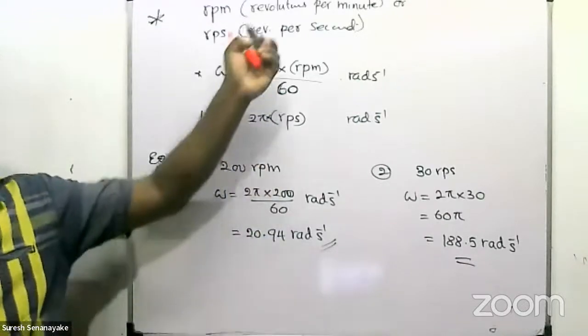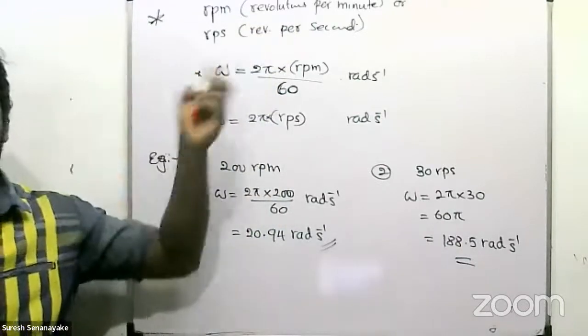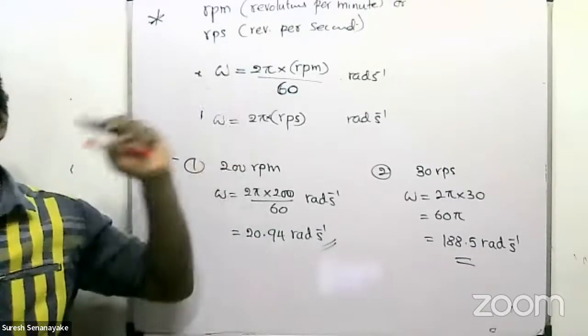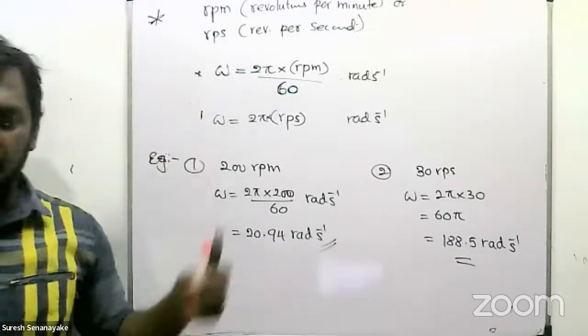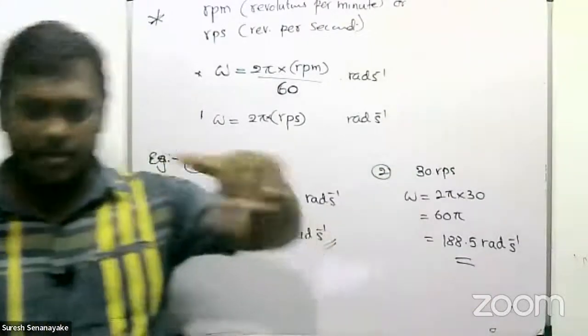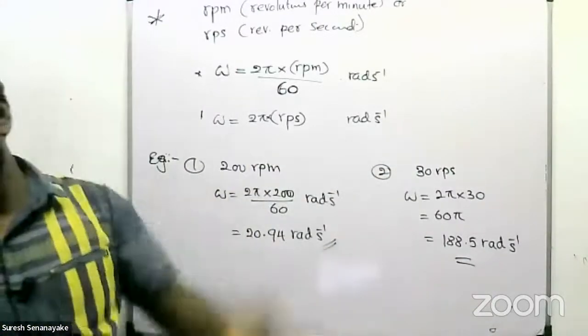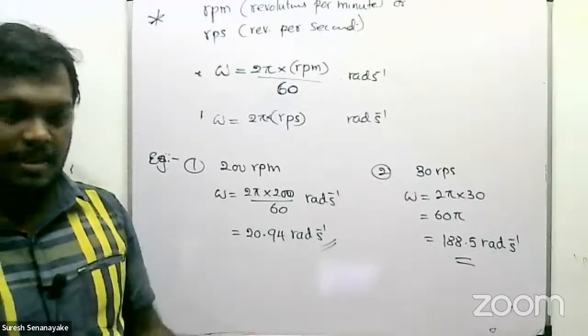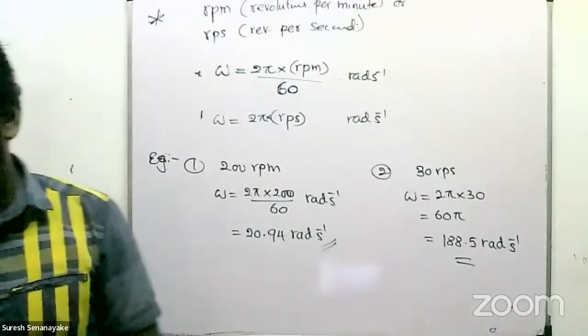It can be pronounced as revolutions per minute, rotations per minute, or rounds per minute, and per second like that. Anyway, the same meaning, right? Revolution means one rotation. So rotation, or it can be rounds per second. Anyway, one complete round you consider, right?